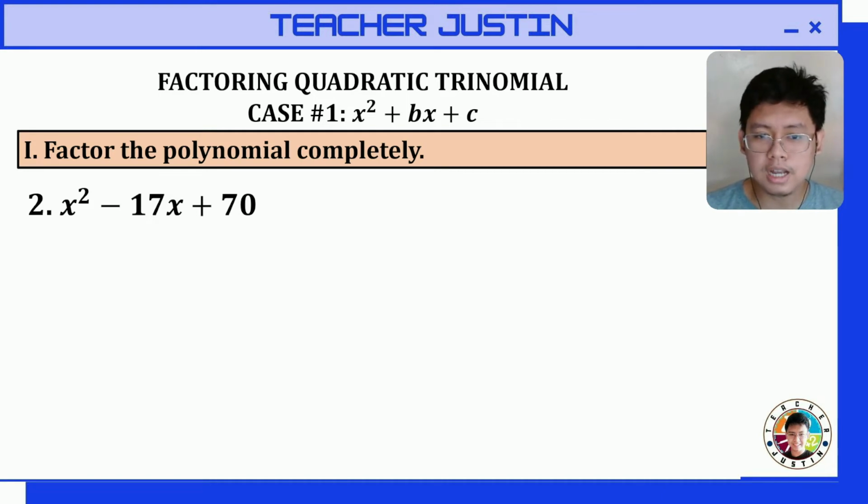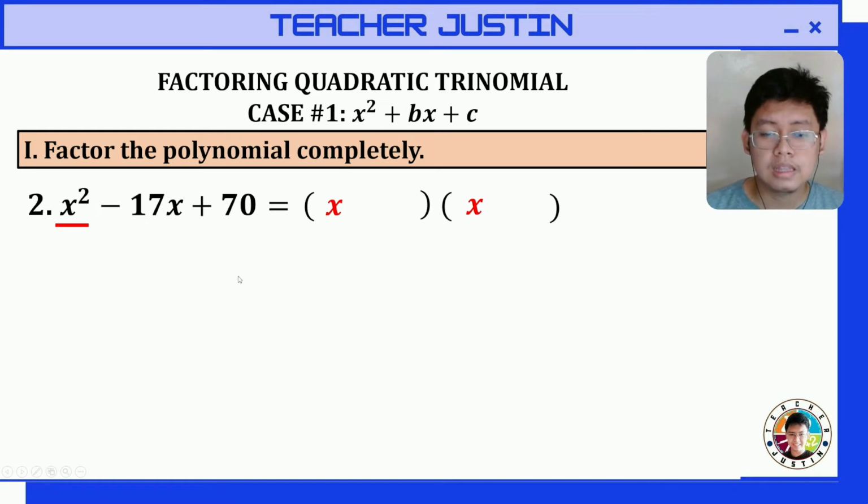Case number 1 siya kasi yung ating first term, walang numerical coefficient bukod sa 1. Okay, so to factor this, simulan natin with preparing our two groups. Okay, meron tayong dalawang group dito. Then, let's factor our x squared. Isa lang yung factor niya. It is x times x. So, nilagay natin sa bawat group yung variable x. Then, let's copy our last term. So, positive 70. So, yan yung ating c.